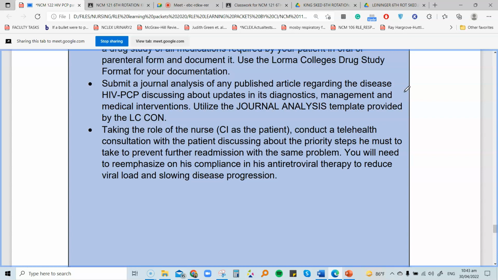with the same problem. Because again, I will like to reiterate, HIV is for life until you die. So hence, you need to follow a change in your lifestyle and you need to follow your medication regimen. You will need to emphasize on his compliance in his antiretroviral therapy to reduce viral load and slowing disease progression. There is no cure for HIV, guys.